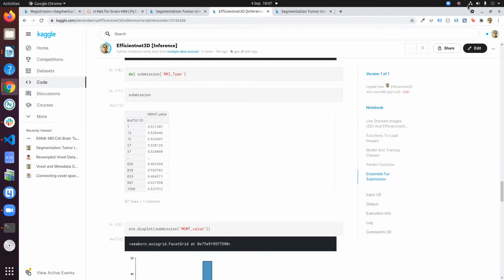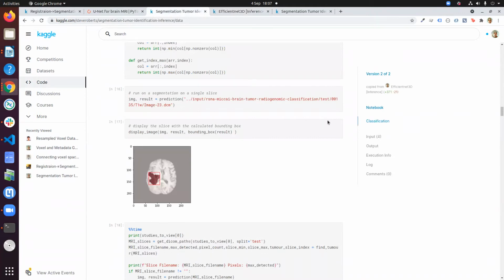What I found was somebody else had a segmentation notebook. What this notebook does is it segments, so you can see here it's segmented the tumor in the brain. Then I've taken it and looked at this area, but I haven't got that far yet.